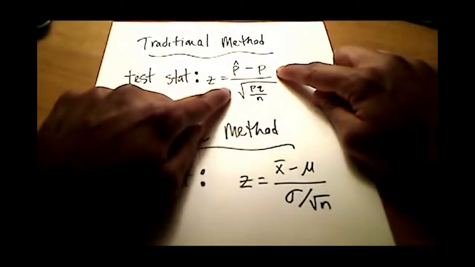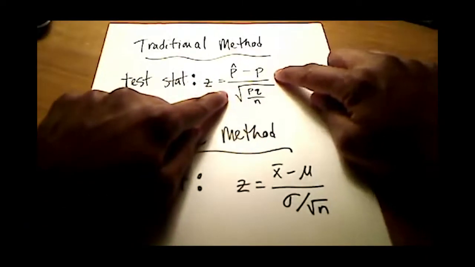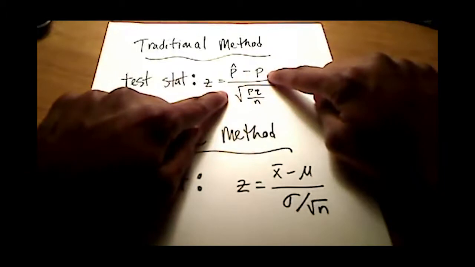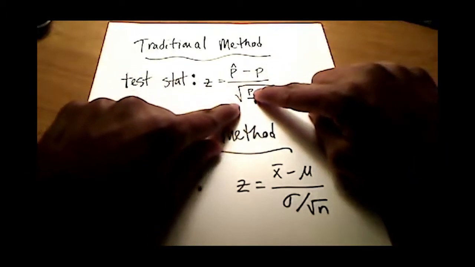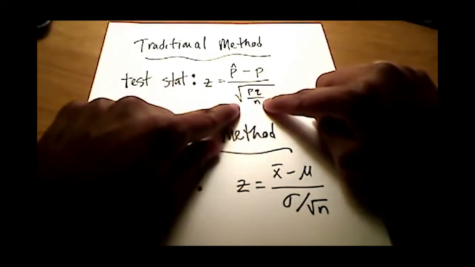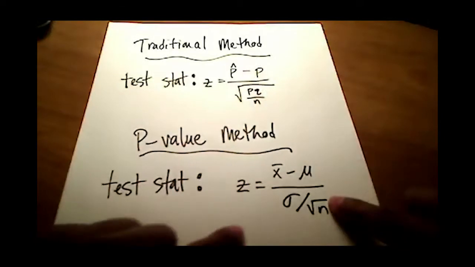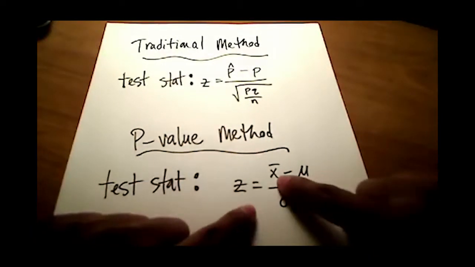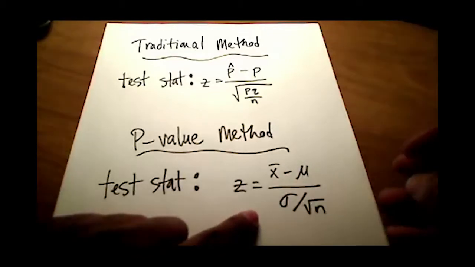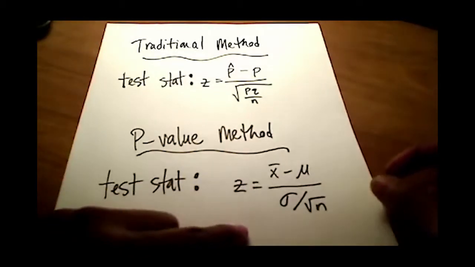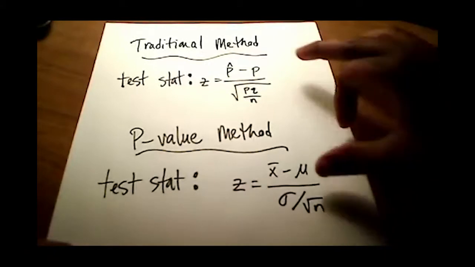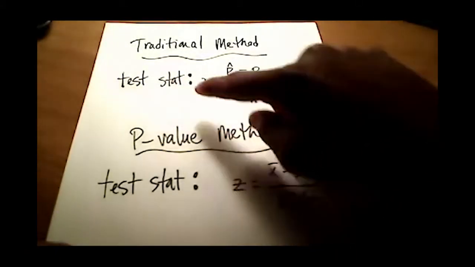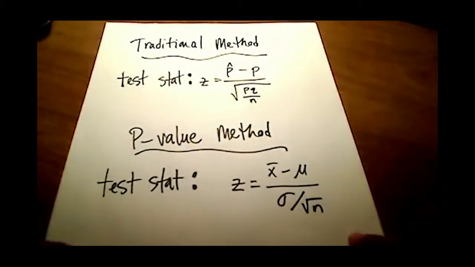Whether your test statistic is with proportions, that would be p hat minus p, over the square root of little p times q over n, or maybe you're dealing with sample means and population means, and so your test statistic would be with this formula here. So you probably are familiar with those formulas, okay? But regardless of the method, both of them use test statistics, okay?